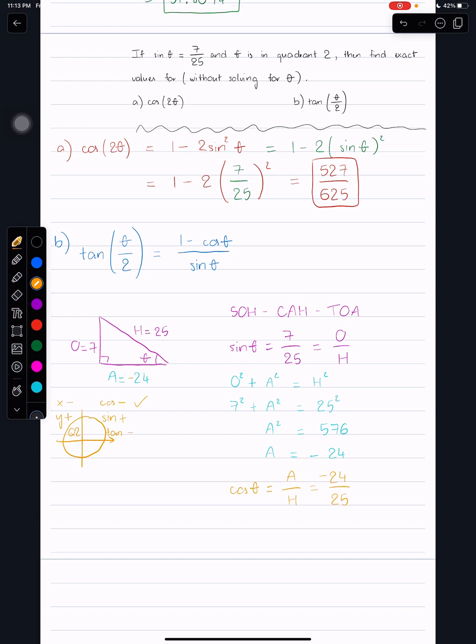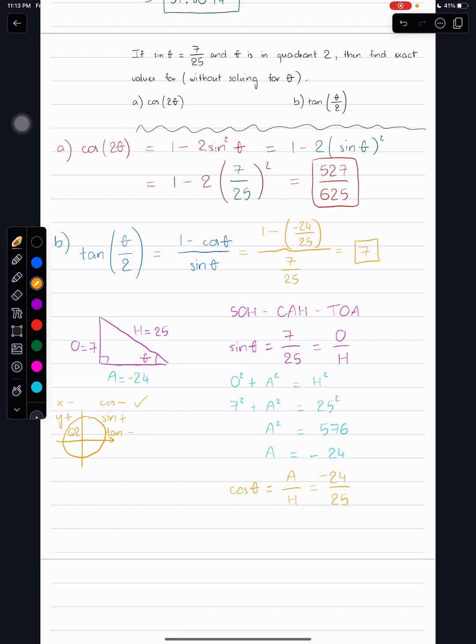Now that we have all the information, we can go back to the original problem and just plug in the numbers. So we go 1 minus cosine, which would be negative 24 over 25, which we found out, right? And then the sine value is given from the problem. It is 7 over 25. You can put the whole thing into the calculator, and it's going to give you 7 as the final answer.